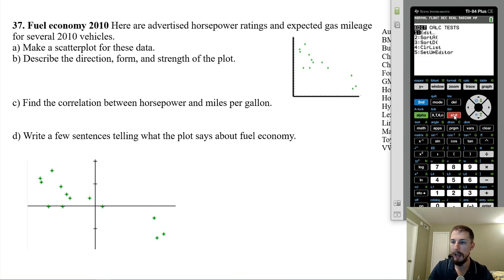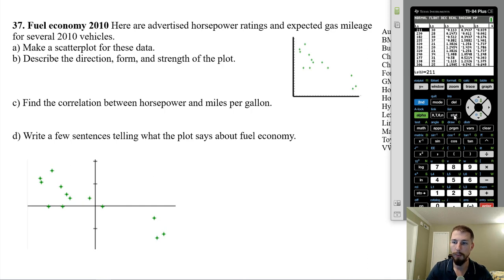So go to stat and then edit. For list 1, we're going to put our explanatory variable, which is going to be the horsepower. And then in list 2, we're going to put the miles per gallon, and we should have 15 in each list. Okay, make sure you don't have any typos there.